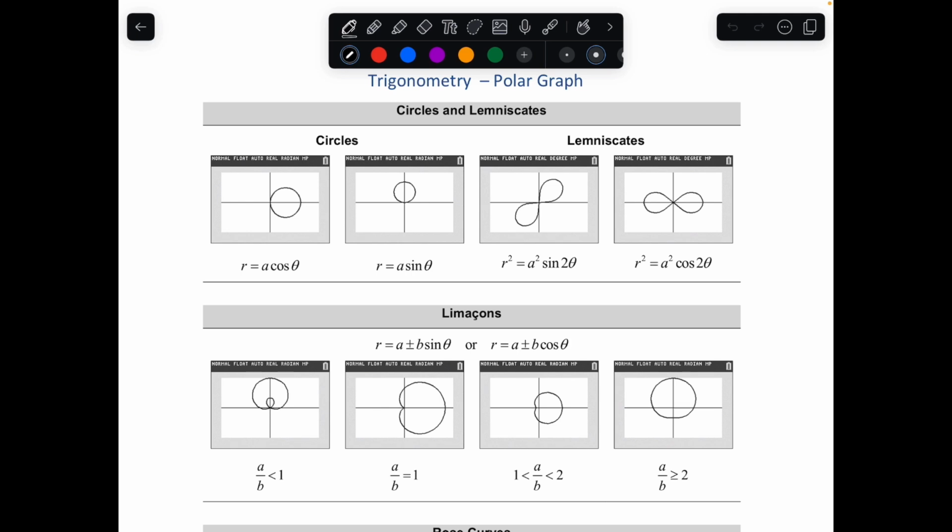In this video we're going to talk about polar graphs, and in particular we're going to talk about some really common ones that are going to show up a lot. So starting off, we're going to look at circles and lemniscates.